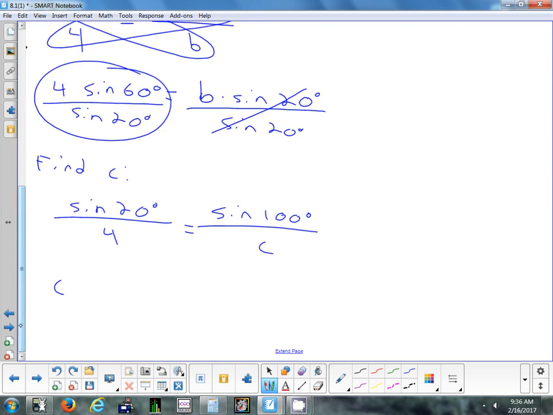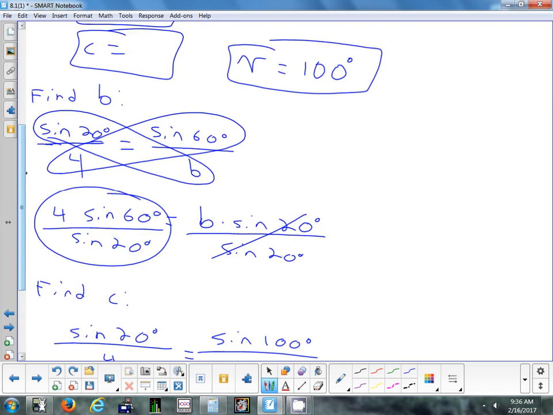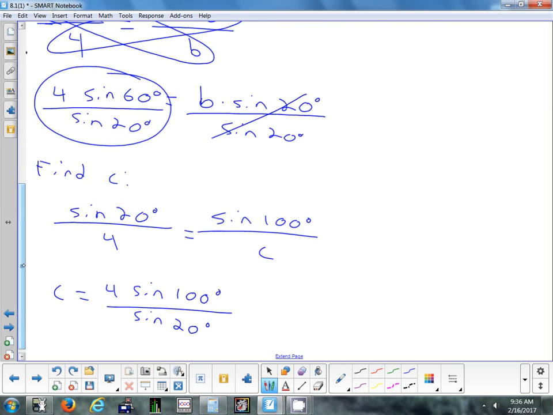All right, and then if you want, you can do the cross multiply and divide all in one step. C is going to equal 4 sine 100 divided by sine 20. If you don't want to do it all in one step like I did, go back and do it like I did here. Do it in 2 steps. But after a while, if you get good at the cross multiplication, you can just do it all in one step. And that's your answer. Okay.